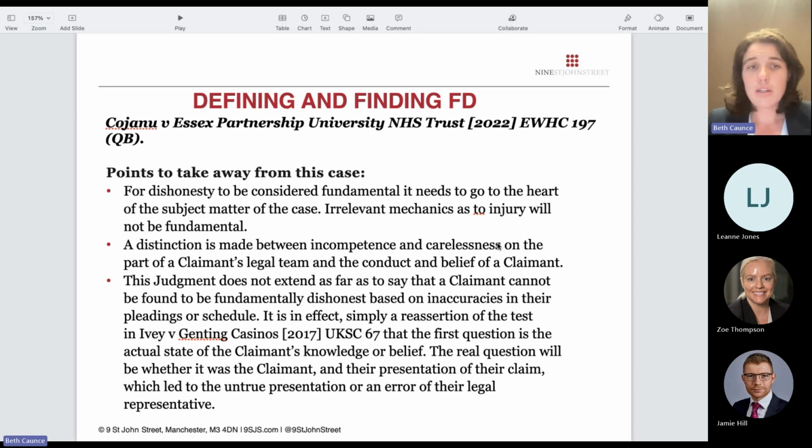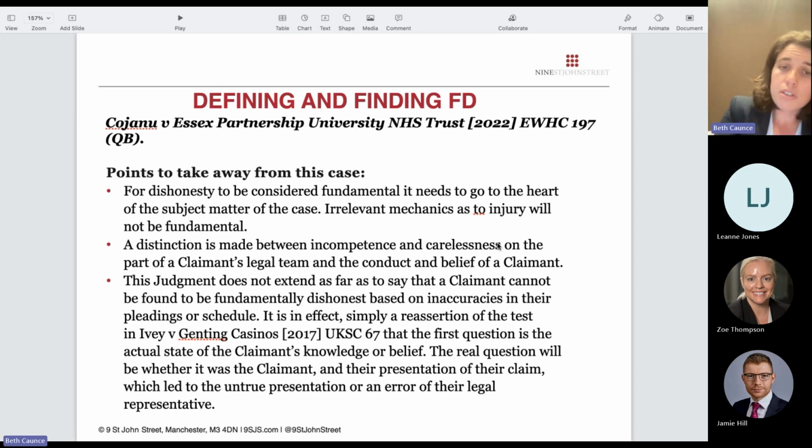So some points to take away from this case. For dishonesty to be found to be fundamental, it needs really to go to the heart of the subject matter of the case. Irrelevant or sideline points are not, in all likelihood, going to be found to be fundamental. There's also this distinction that's been made between the incompetence and carelessness on the part of a legal team and the conduct and the belief of a claimant that might amount to them being dishonest.